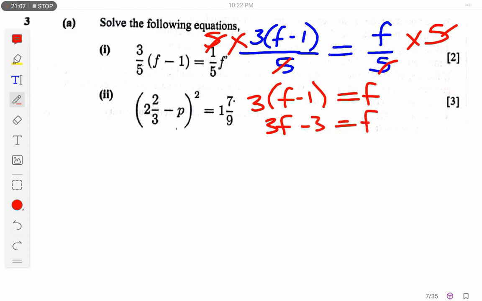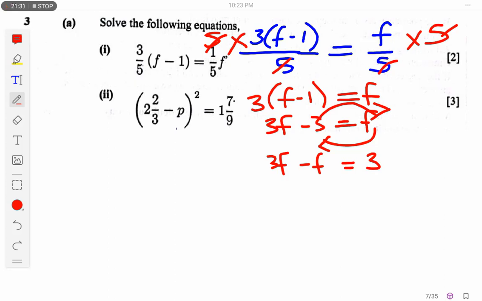Okay, so it's easy for me to take f this side and have 3 this other side, and they change their signs. So I'll have 3f minus f is equal to, so this is now going to be a minus there. So I'll have 3f minus f is equal to 3 like this.